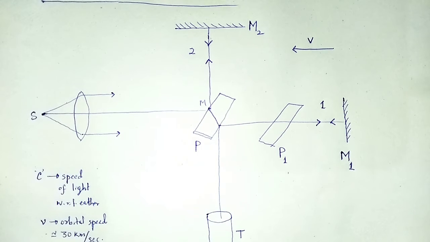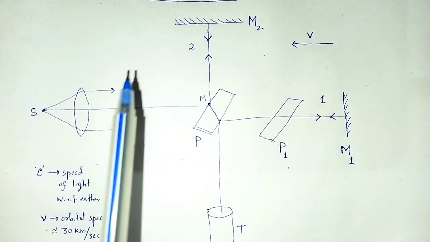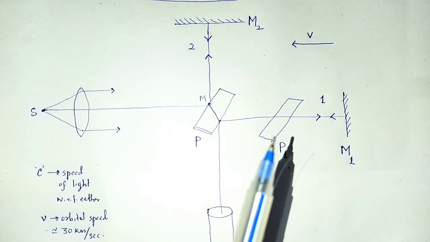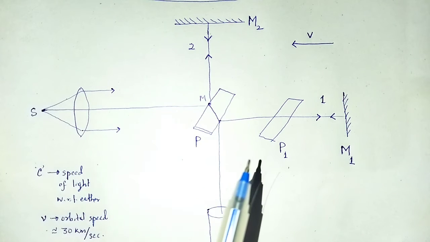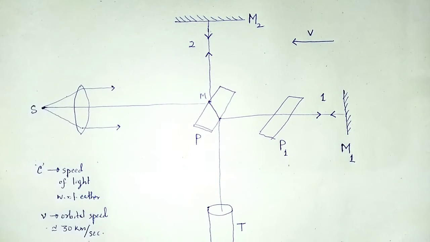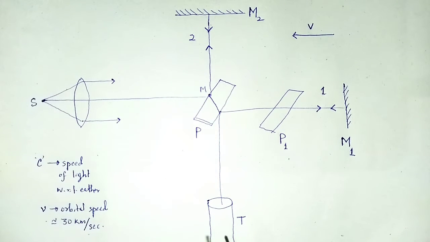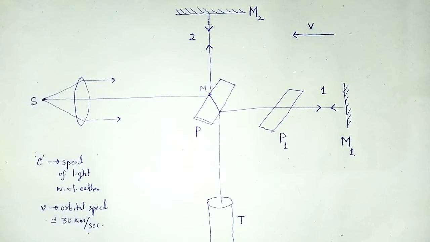The essential apparatus used by Michelson and Morley is an interferometer, which is based on the principle of interference of light. This is the basic construction of the Michelson-Morley interferometer. This device is based upon the principle of interference of light. Let us discuss the construction of that apparatus.